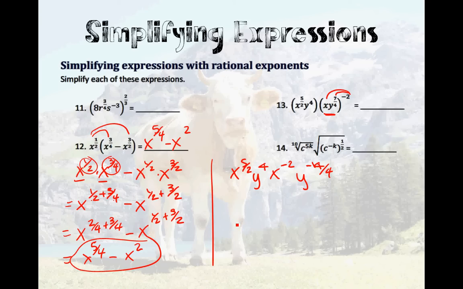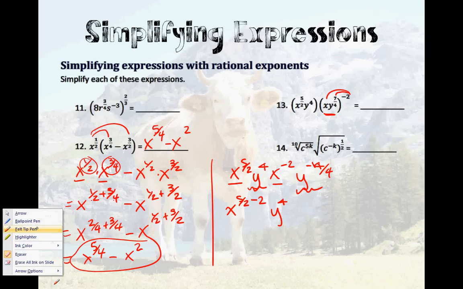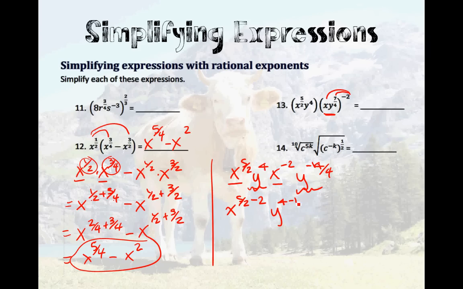Okay, so we're going to combine things together. These two x's can go together, and we end up with 5/2 minus 2. And then these two y's can go together. So we end up with y to the 4th minus 14 over 4.